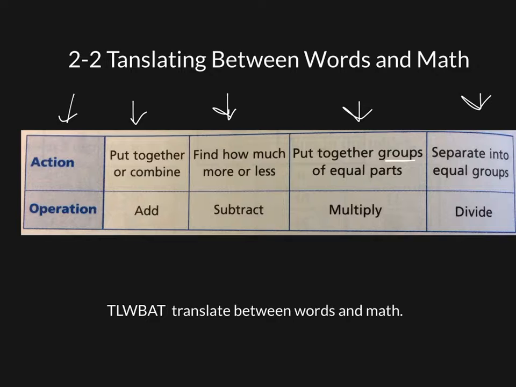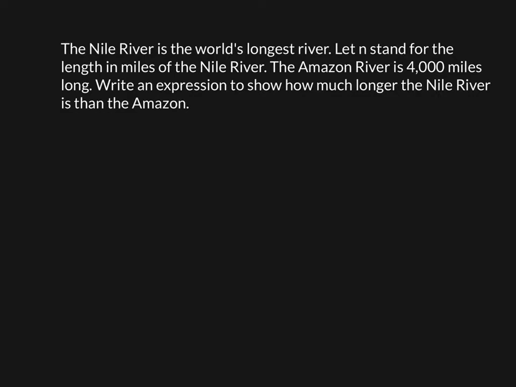So let's get started. The Nile River is the world's largest river. Let N stand for the length in miles of the Nile River. The Amazon River is 4,000 miles long. Write an expression to show how much longer the Nile River is than the Amazon.